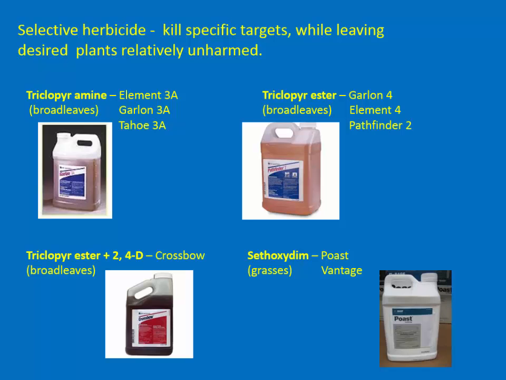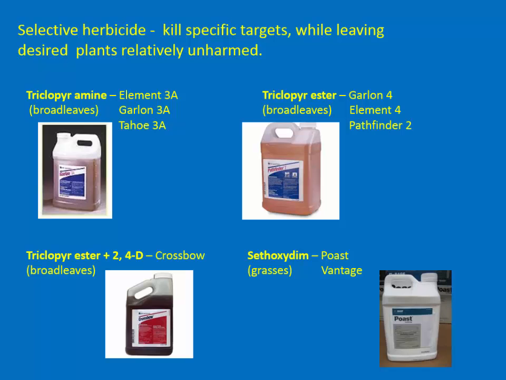So when you mix the amine, 3A is meant to be mixed with water. It's water-soluble. Okay? The ester is oil-soluble. It mixes with oil, crop oil. Some of the old-timers use diesel fuel. I try to just use crop oil. But it's an oil carrier. This is another type of selective herbicide, Crossbow, which is the ester mixed with 2,4-D. 2,4-D helps, especially with honeysuckle.